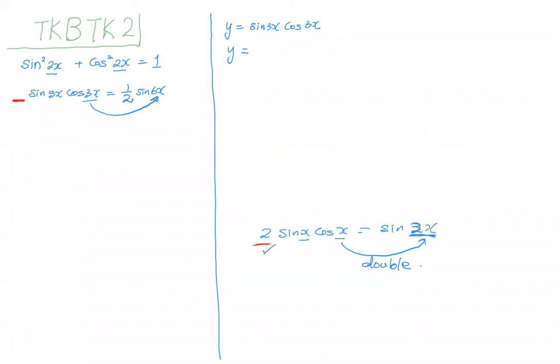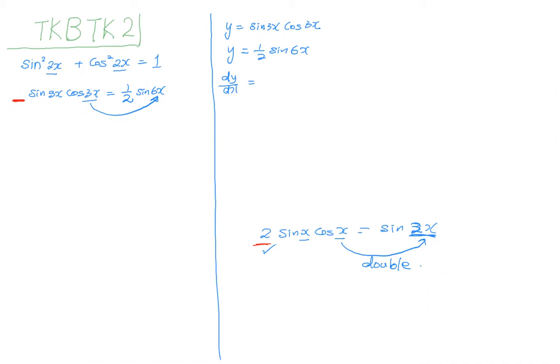So if I turn this to become half sin 6x, then I can find my dy dx. Okay, can someone tell me what is dy dx for this? Junjie? One half, and then negative cos, is it? Are you sure? No.